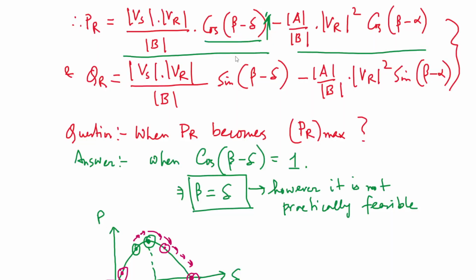In the next class, we shall see the next topic, which is the power circle diagram, which is based on these two equations. PR is equal to this and QR is equal to this. So it is the active power demand at the receiving end and the reactive power demand at the receiving end. Okay. So in the next class, we shall discuss the power circle diagram both analytically and in a graphical way. There are two approaches, analytical approach and graphical approach.